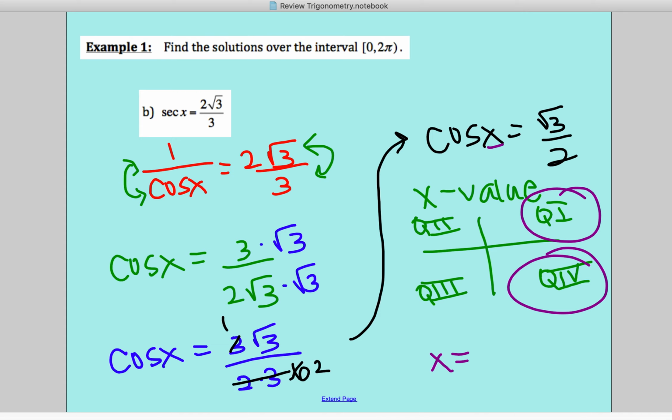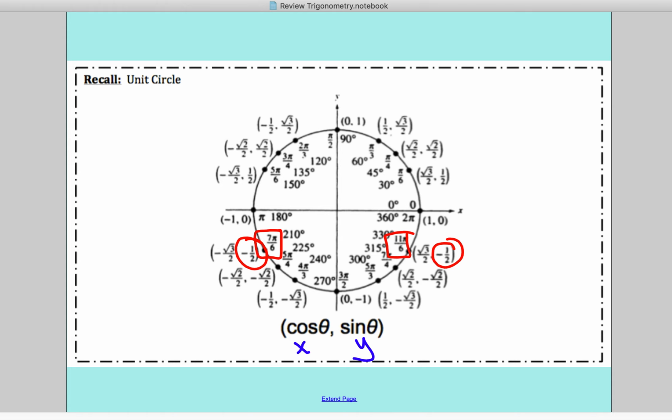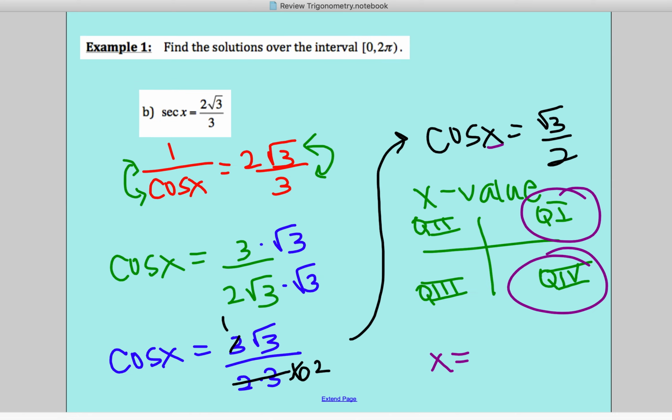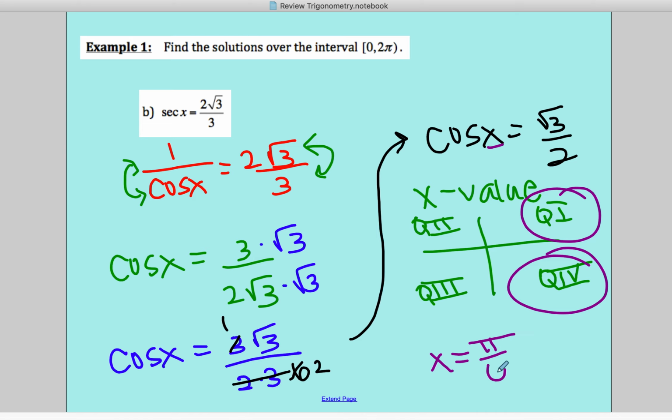So going back to the unit circle, cosine, we were looking for square root of 3 over 2? Yes. So cosine's my x. Where do we have an x value of square root of 3 over 2? I have one here, and then I can just go right across to my quadrant 4 here. So my answers for this one are pi over 6 and 11 pi over 6. So x equals pi over 6 and 11 pi over 6.